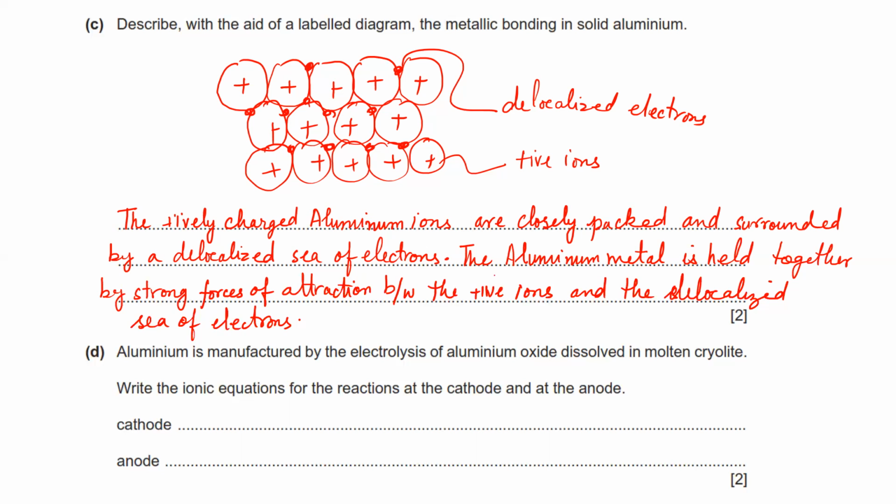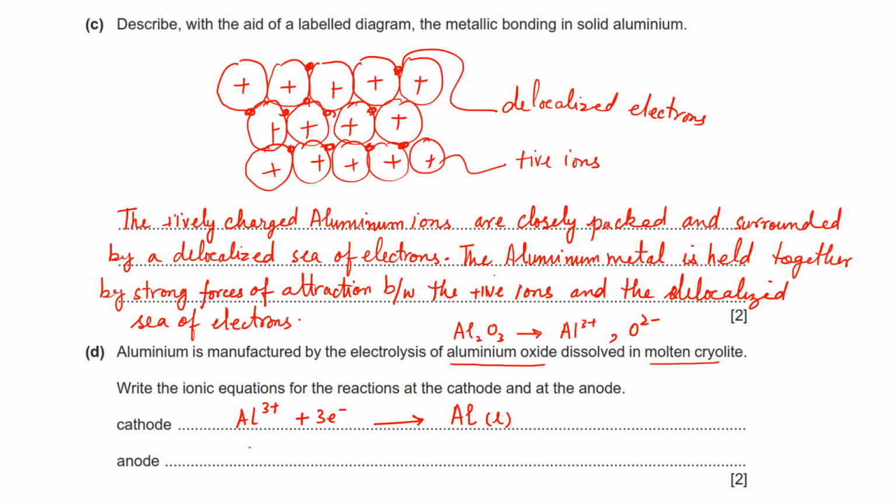Then it says aluminum is manufactured by electrolysis of aluminum oxide dissolved in molten cryolite. Write ionic equations at cathode and anode. So aluminum oxide, remember, this is in molten form. So this is Al2O3. So the ions are Al3+ and O2-. At the cathode, the negative electrode, positive ions will go there. Aluminum 3+ ions will gain electrons and become aluminum. And that will be in liquid form.